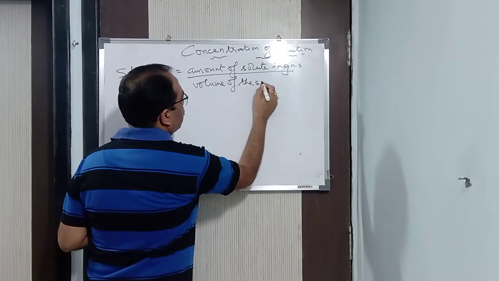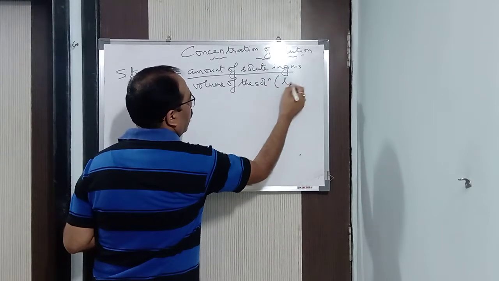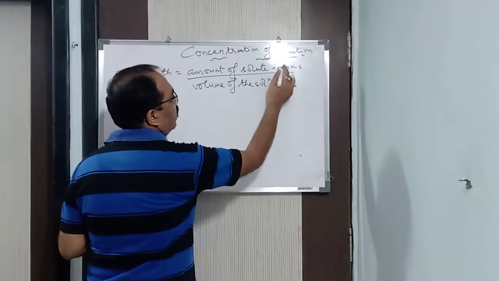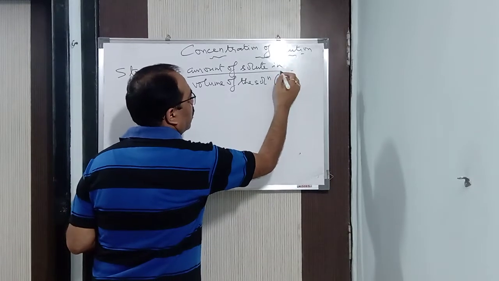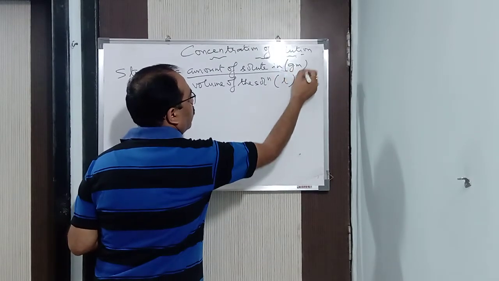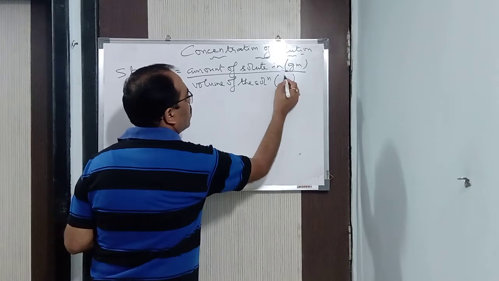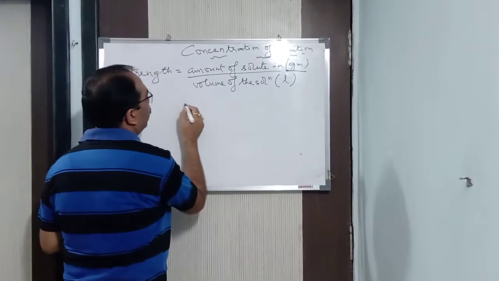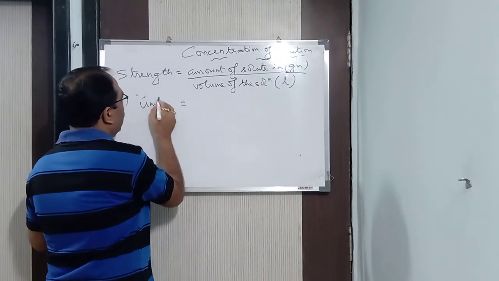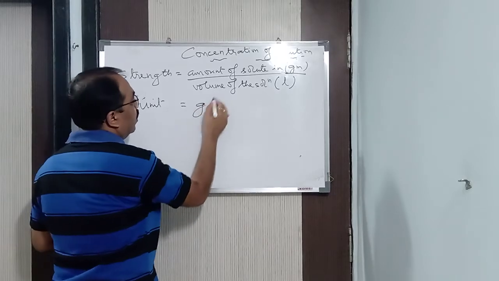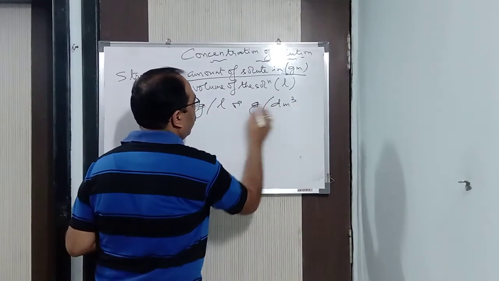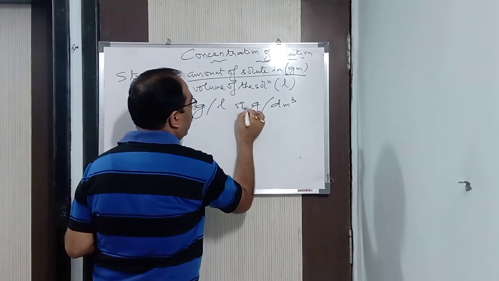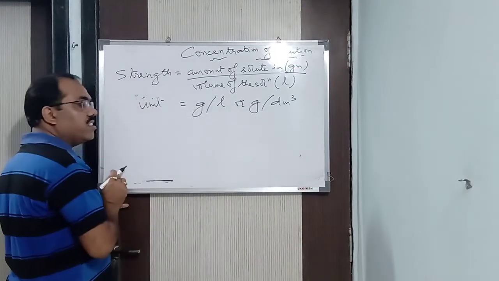The volume of the solution is in liters. The amount of the solute is in grams. So the unit of strength is gram per liter, or it can be gram per decimeter cube. I have already said earlier that 1 liter is equal to 1 decimeter cube.